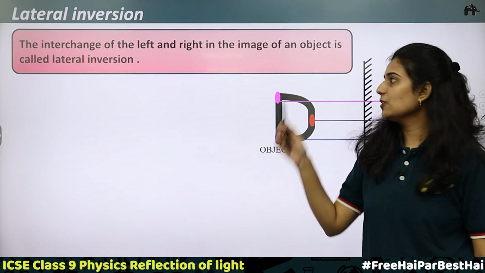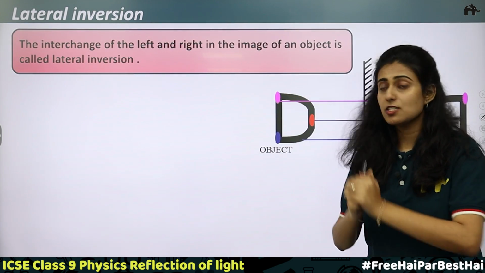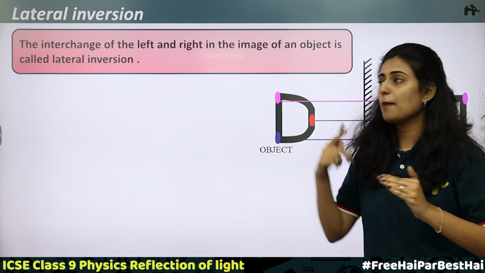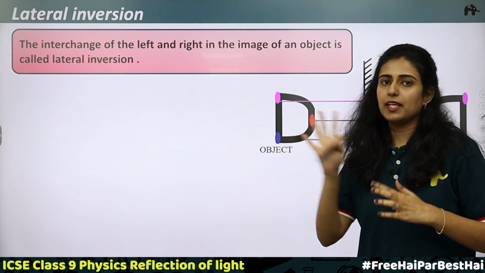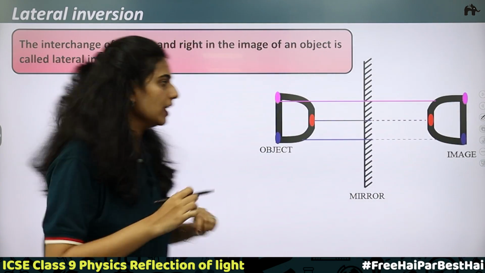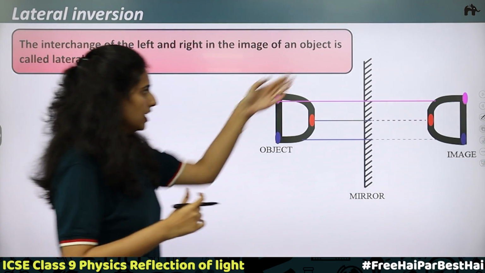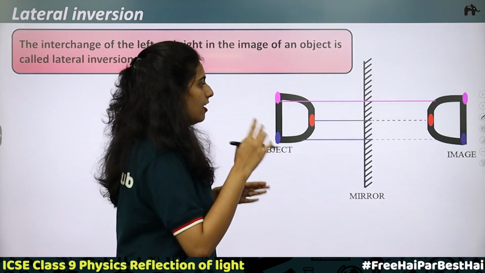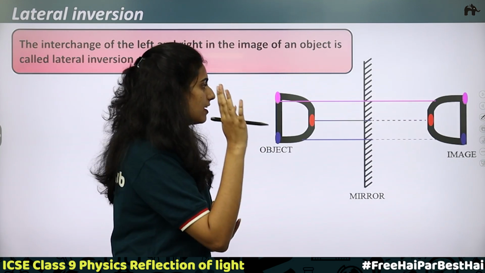Lateral inversion. In front of a plane mirror, when you stand, you will feel that the left appears as right and the right appears as left. For example, you are standing in front of a plane mirror. Here you have a plane mirror. I am standing here, and I am lifting my right hand.